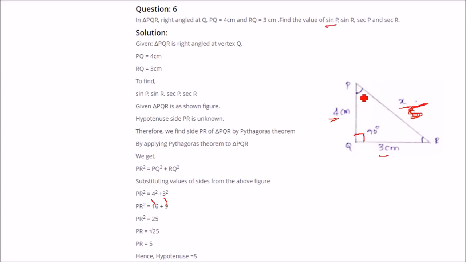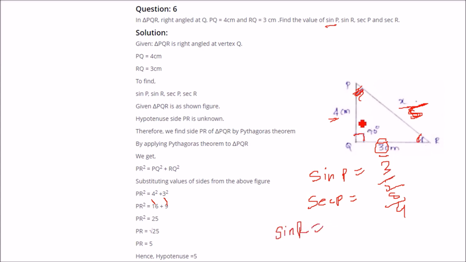Now sin P, let us take this angle. Sin P is perpendicular upon hypotenuse. For this angle, perpendicular is 3, hypotenuse is 5, so 3 by 5. For sec P, it is hypotenuse by base. Hypotenuse is 5, base is 4. Now coming to R, sin R. For this angle, perpendicular is this one, hypotenuse is this one, so it will be 4 by 5.